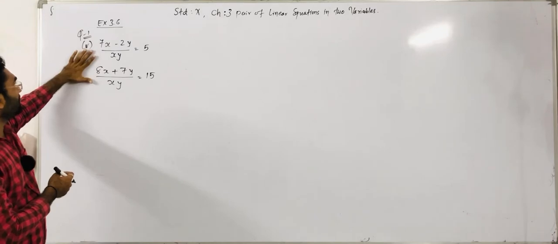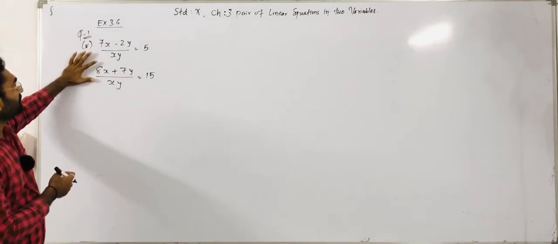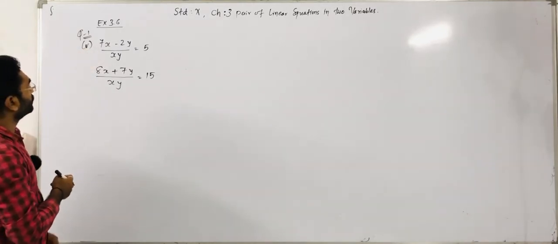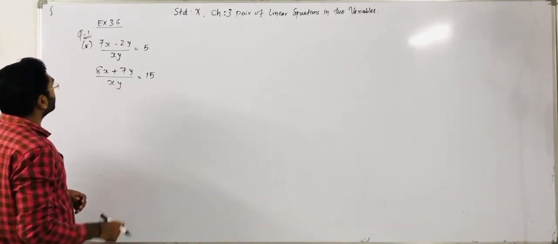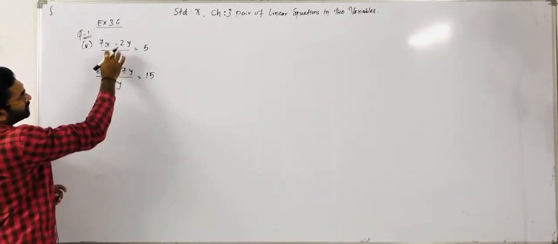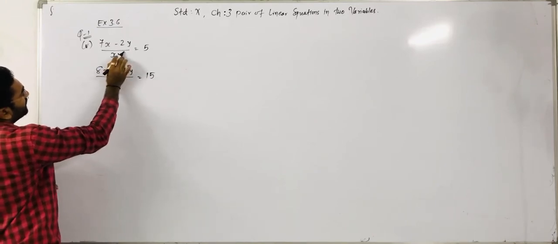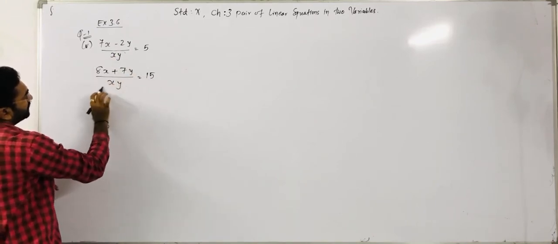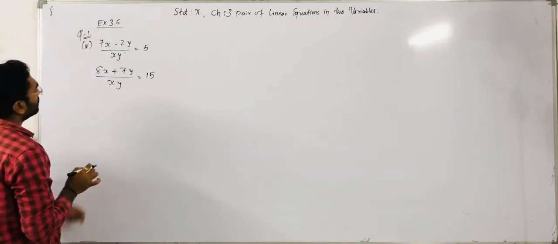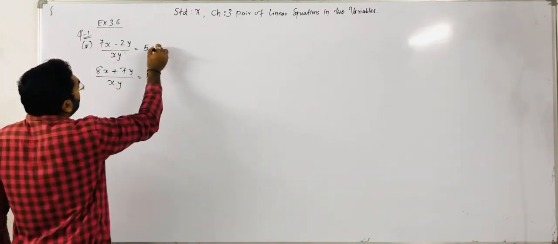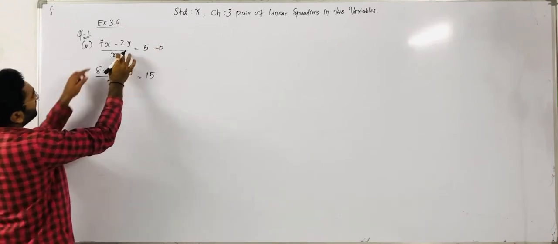Right now these are the two equations given, but we have to make them into the standard form of a linear equation. For that, observe both equations, in which the denominator we get is xy, which is a two-term numerator. So what we have to do is divide that denominator across these two terms.